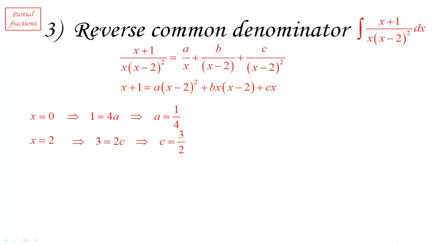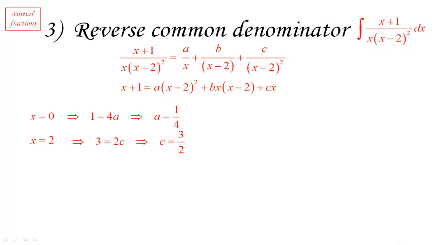How about b? Well, I've run out of smart values, right? Only x and x minus 2 were the only two factors. Notice that the smart values are the ones that make one of the factors of the denominator equal to 0. Well, what I'm going to do is use some easy values. What can I pick for easy values? Well, first of all, I can pick some small numbers, right? x equal 1 or x equal -1.